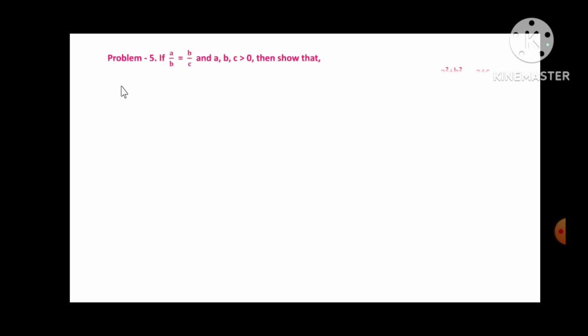Now we'll see problem number 5. If a/b = b/c and a, b, c are greater than 0, then show that (a + b + c)(a − b − c)... that is (a + b + c)(b − c) = ab − c². Or (a² + b²)(b² + c²) = (ab + bc)². Or third one, (a² + b²)/ab = (a + c)/b.